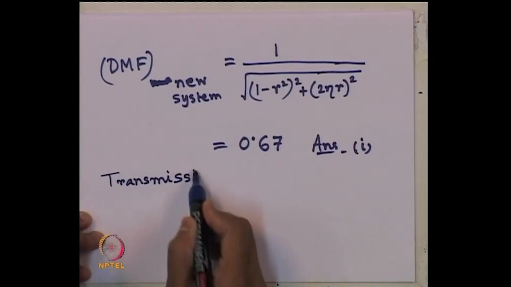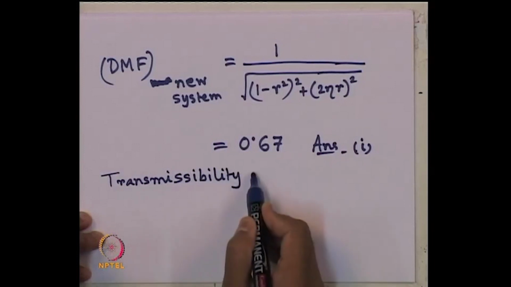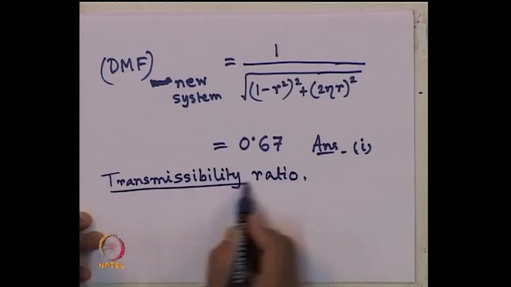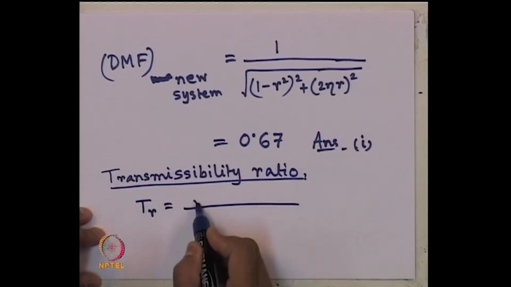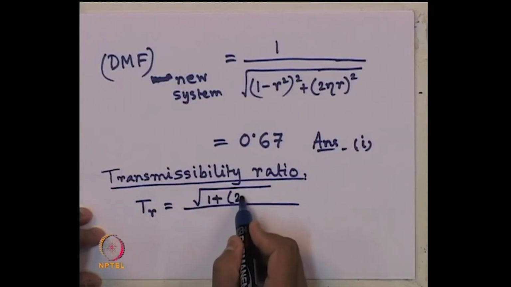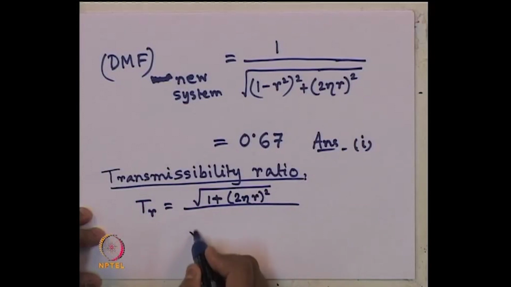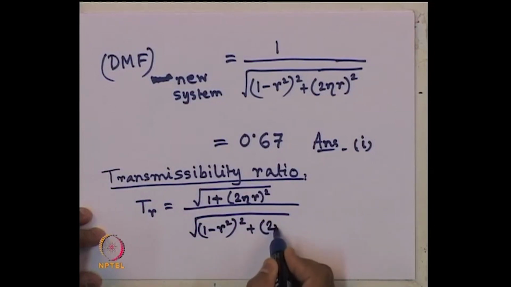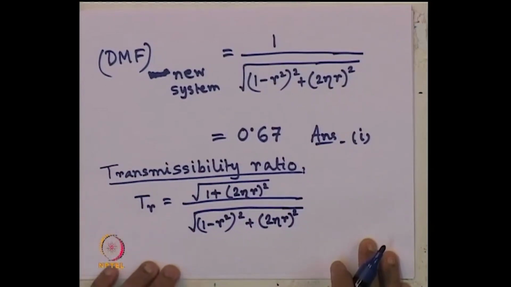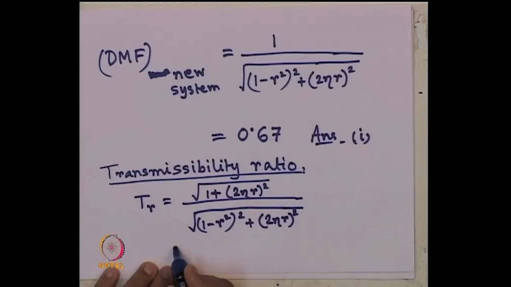transmissibility ratio, force transmissibility ratio, that T r is given by root over 1 plus (2 eta r) whole square by root over (1 minus r square) whole square plus (2 eta r) whole square. That is the expression for transmissibility ratio. Now, eta is known, r is known, you put these values, and it is coming as 0.13, which is much lower than 1.